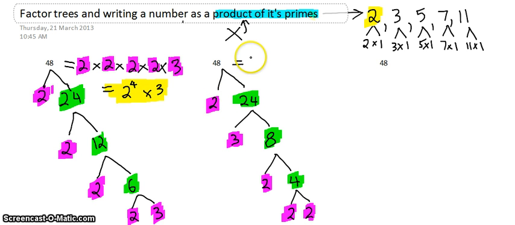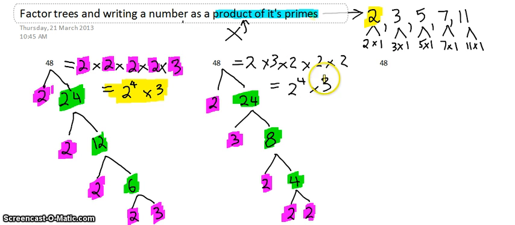So we can write 48 as 2, getting this prime number, times 3, times 2, times 2, times 2. And we can see that there are 1, 2, 3, 4 primes, so we have 4 2's. So we can write 2 to the power of 4 times 1 3 there, and you can see that it still has the same answer, that it doesn't matter which way we go, we can get the same answer there.